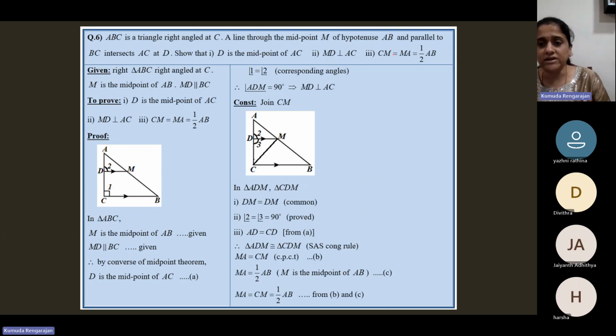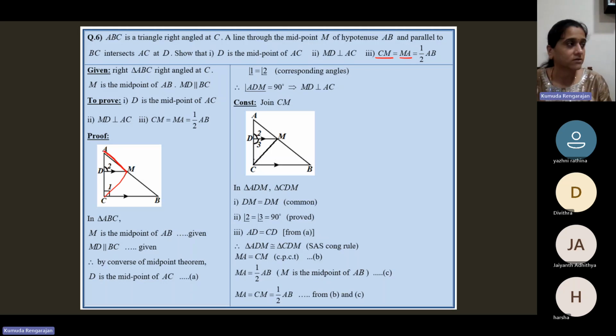Next, we'll have to prove that CM is equal to MA. We'll do it one by one. CM is this one, right? This is CM. We have to show that this side is equal to this side. So that means we'll have to show that this triangle is congruent to this triangle. Then by CPCT, you can say MA is equal to MC.